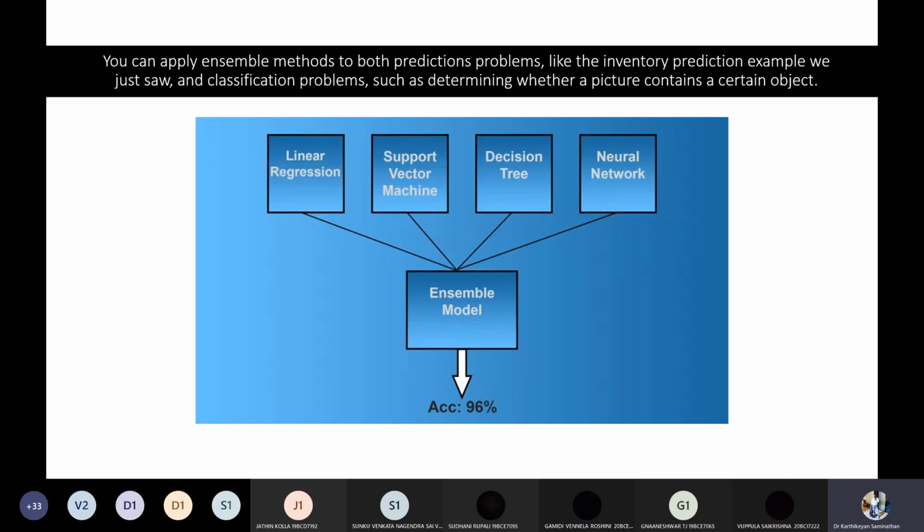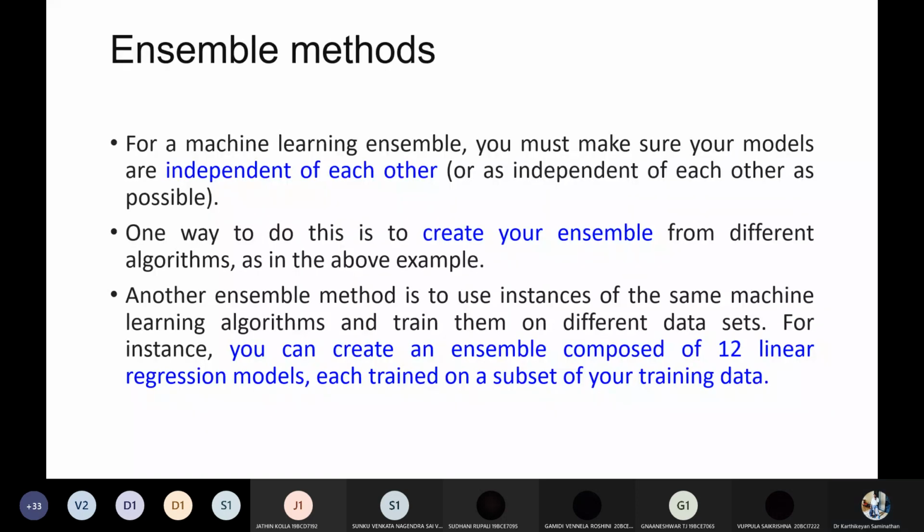So here we have linear regression, support vector machine, decision tree, and neural networks. When you combine all these 4 algorithms, we can make our new ensemble model, which gives you 96% accuracy, right? For each machine learning ensemble, you must make sure the models are independent of each other. There should not be any dependency between these models.